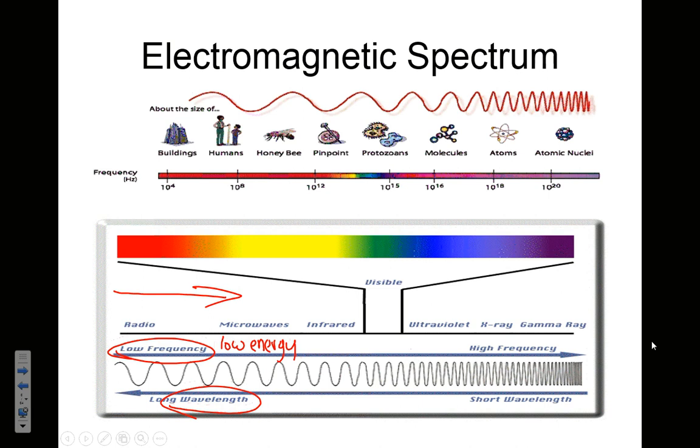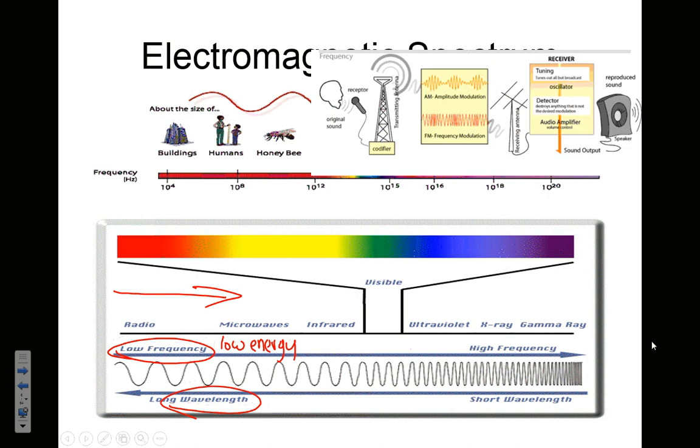So we start out with, on the far left, radio waves, which would be our lowest in frequency and energy of the types of electromagnetic radiation that we're going to look at.